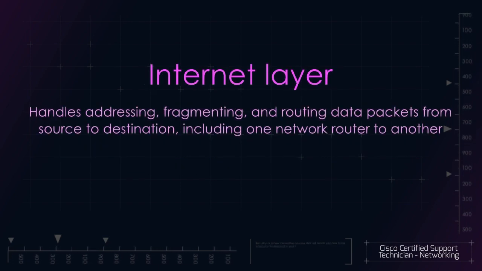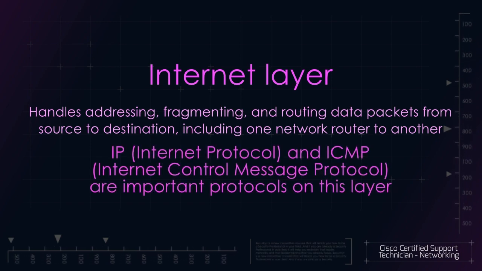The internet layer handles addressing, fragmenting, and routing data packets from source to destination, including from one network router to another. Internet Protocol, IP, and Internet Control Message Protocol, ICMP, are important protocols on this layer.